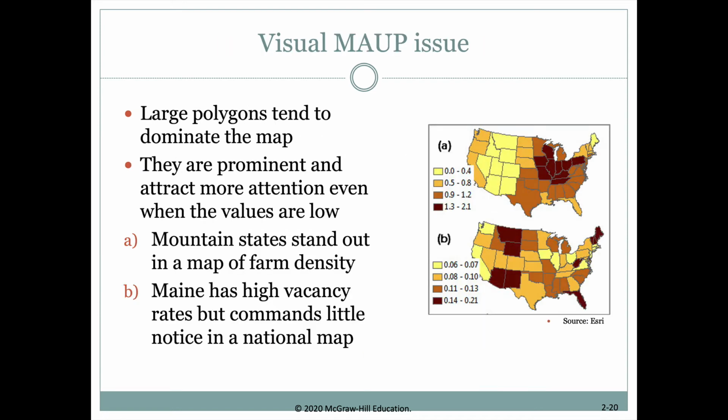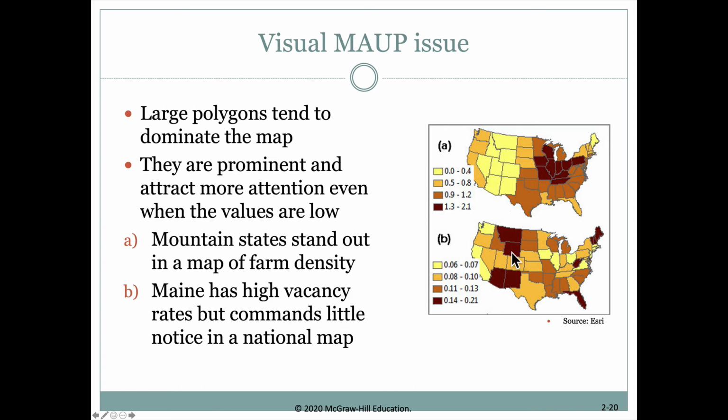So the problems here, right? The large polygons tend to dominate the map. Big states take up more area, and they're the ones that we're attracted to. They're prominent and they attract more attention even when their values are low. So in this example of farm densities here, these mountain states really stand out. There's plenty of farming going on in Montana and other states here, but they don't have a high value because the states are so big to begin with.